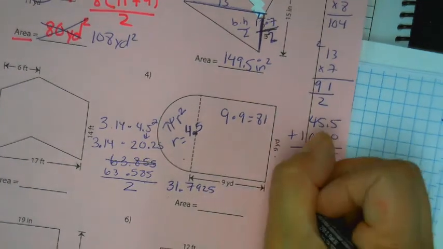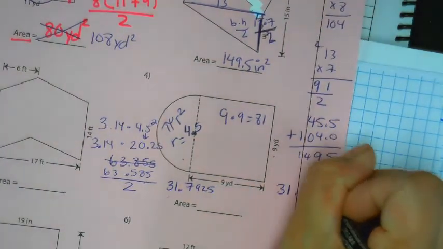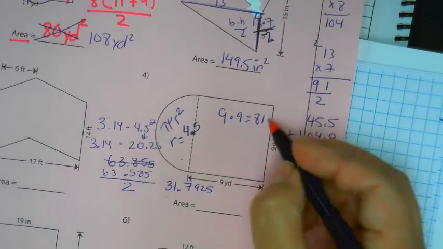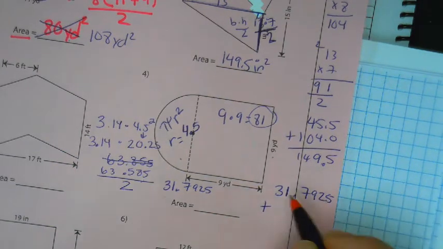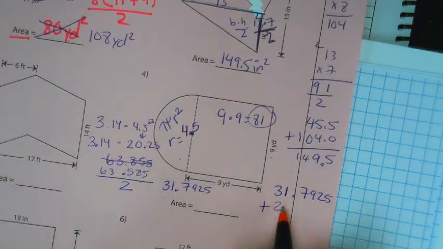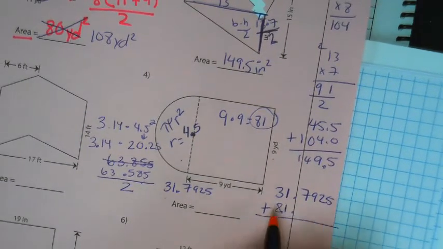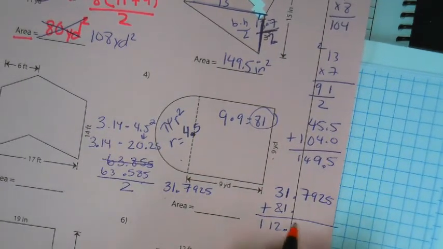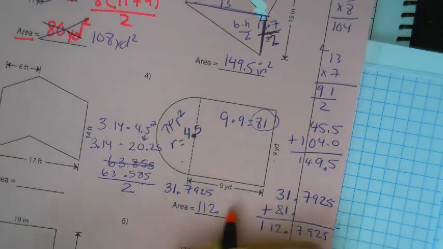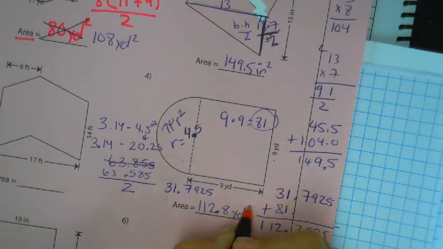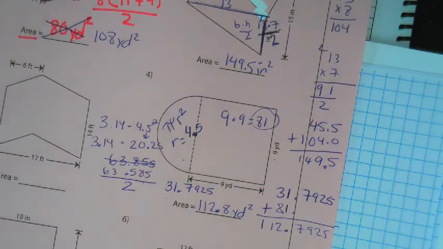Okay, now what do I do? Add 31.7925 plus 81. Now, where does the 81 go? Underneath the what? The 31. Where do kids want to put it? Underneath the 25. Don't even get me started. 112.7925? 112 point, let's just do 0.8 yards squared. We're rounding. The 9 tells the 7 to go up. Well, that was a lot. I love it.